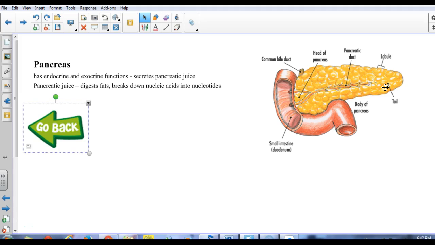And it also secretes many digestive enzymes to break down those sugars, carbohydrates, proteins, nucleic acids, and so on into their subunit molecules.